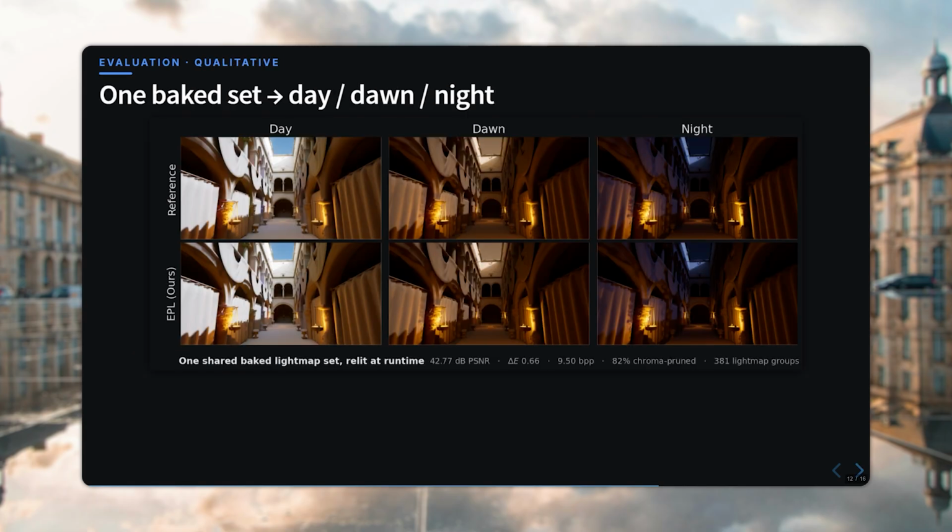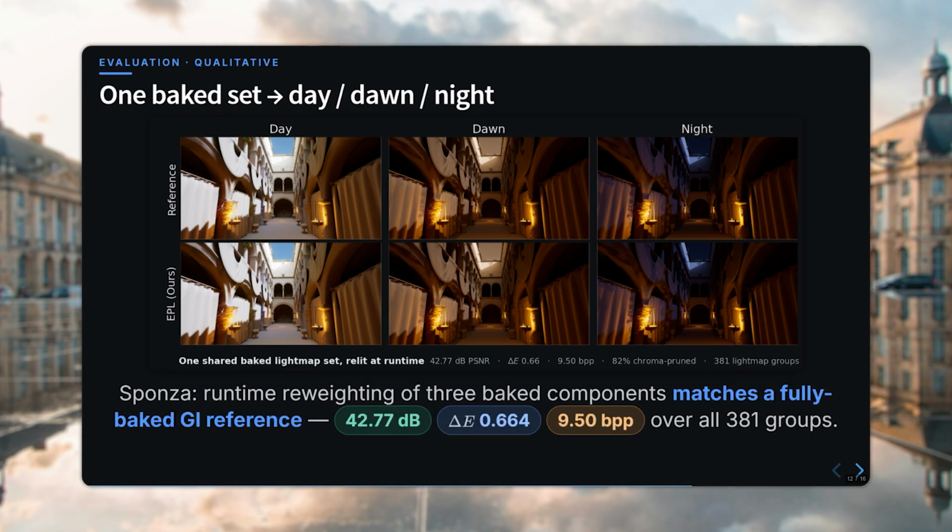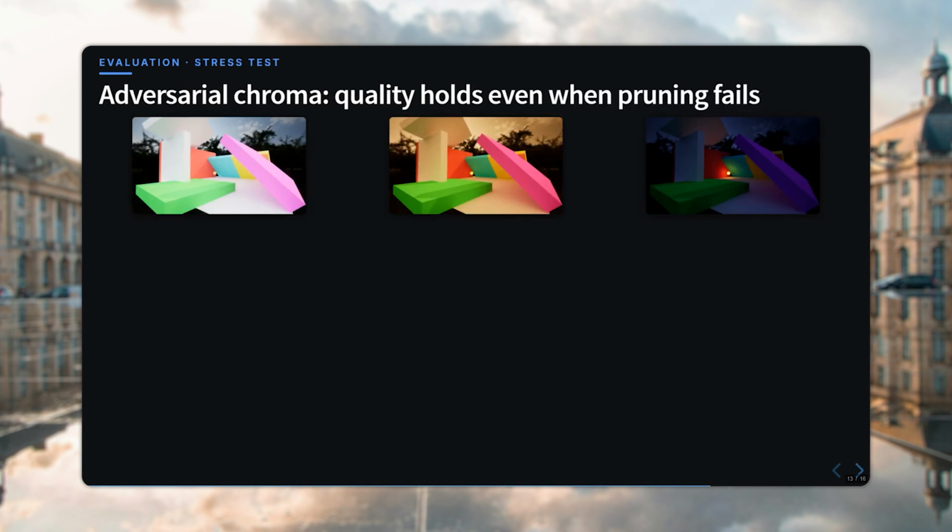So let's look at this qualitatively on Sponza. Starting from one single shared baked light map set, EPL reproduces day, dawn, and night just by reweighting. And it matches a fully baked GI reference. That's 42.77 dB at 950 BPP, averaged over all 381 light map groups, and the storage is comparable to a conventional static light map. Now to really probe the worst case, we built a deliberately color-rich demo with multi-colored emitters.